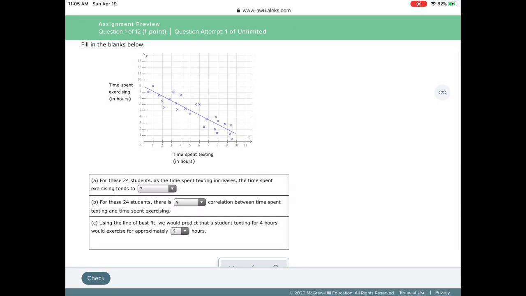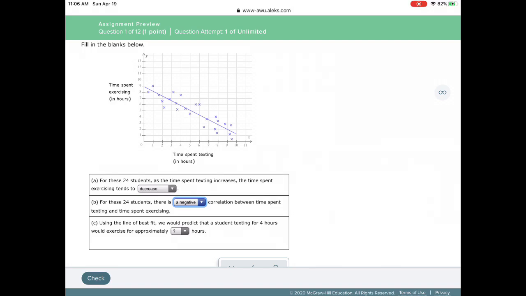So it says, for these 24 students, as the time spent texting increases, the time spent exercising tends to decrease, showing that negative correlation. Part B, for these 24 students, there is a negative correlation between time spent texting and time spent exercising. And the easiest way to determine if it's positive or negative is if they're moving in different directions, meaning as one increases, the other decreases, that's negative correlation. If one decreases as the other increases, that's negative. Positive means they're both going in the same direction. Increases and increases, that's positive, or decreases and decreases, that's a positive correlation.